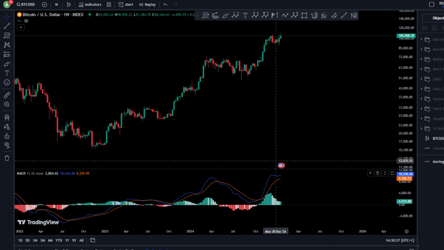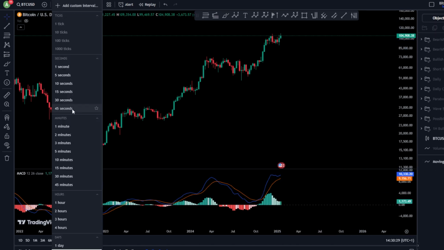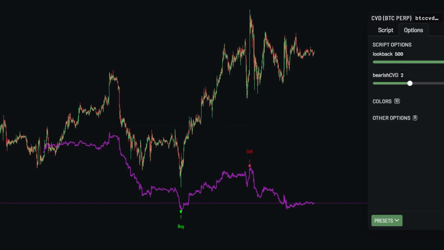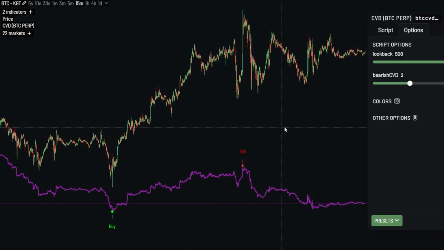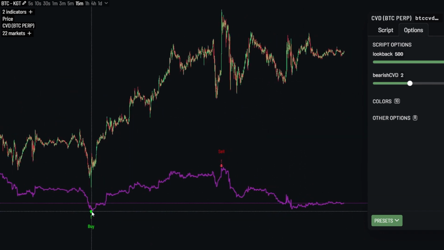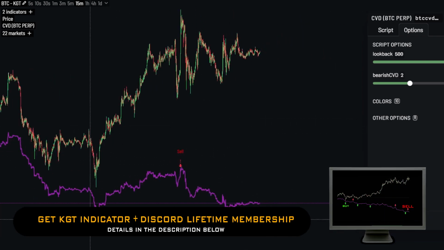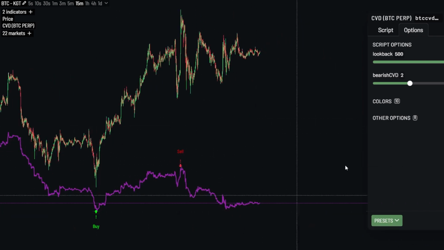Of course, where we have another indicator is our KGT indicator. Let's see the KGT, which for me is the most precise on the lower timeframes. On the 15-minute chart, as you can see, the buy signal is on the wave 1. And then we got a sell signal on the wave 2 here. I would like to see the buy repeating over there.